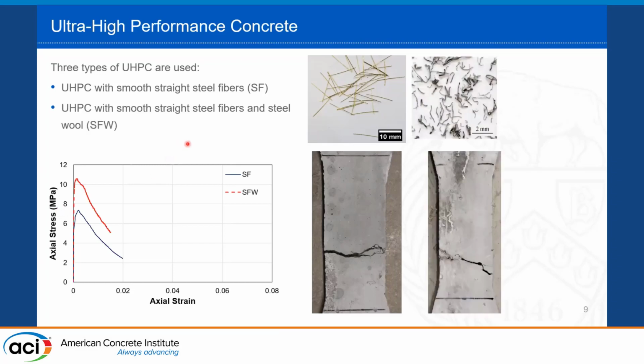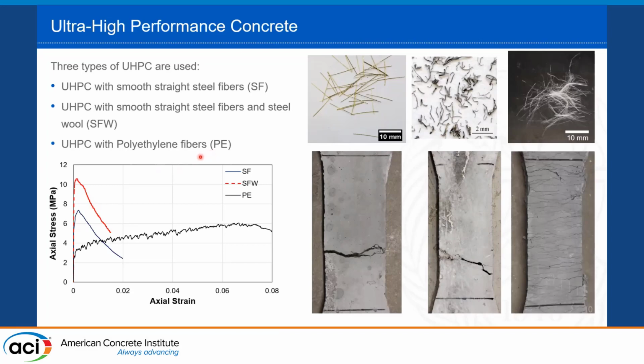The second mix uses the same type of fibers, but additionally, the matrix itself is reinforced by using steel wool. The steel wool is obtained from recycling metal scrap. It is usually much smaller in size than the fibers, with a median length in this case of 1.2 millimeter. The steel wool reinforces the matrix around the fibers, so it improves the bond between the matrix and the fibers, and it leads to much higher tensile strength in this case, but the same strain softening behavior.